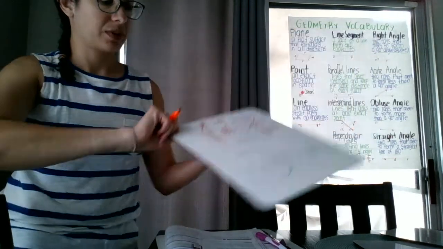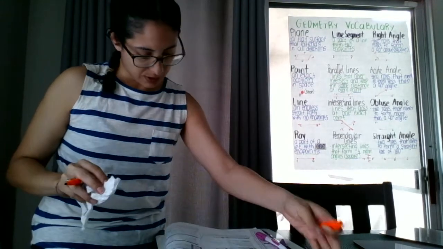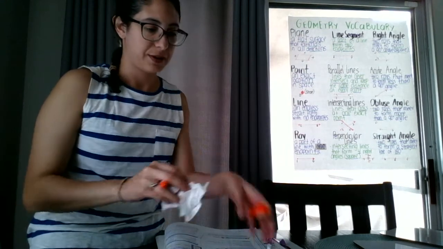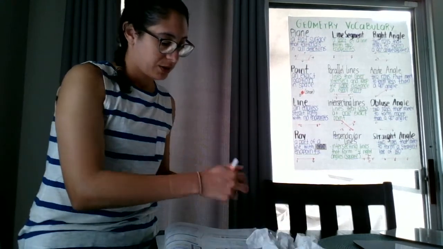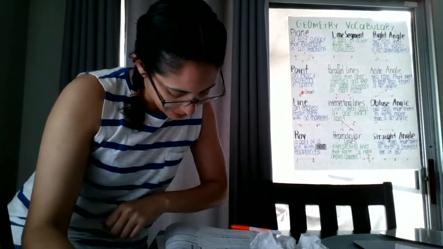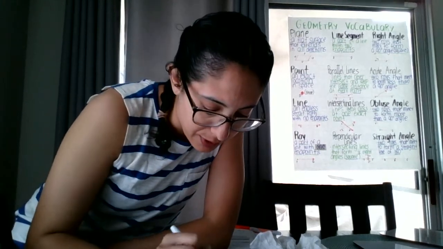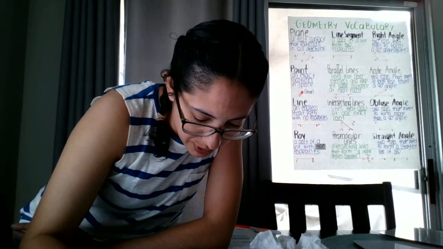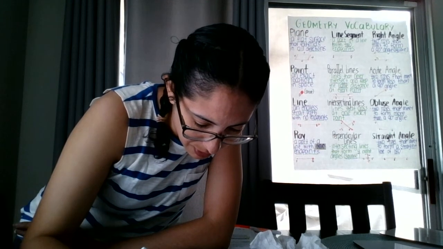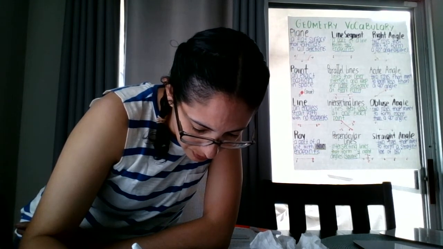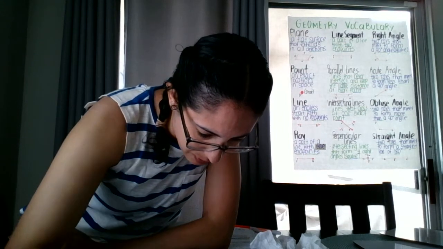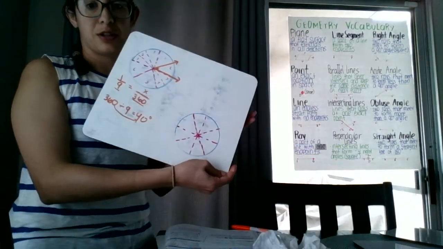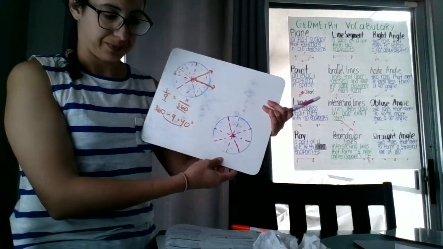Now let's do this other one. So I'm going to break up the circle again. This time I'm going to break it up into 8 parts. This one will be easier to break up because it's an even number. So here's my circle. It's broken up into 8 parts.